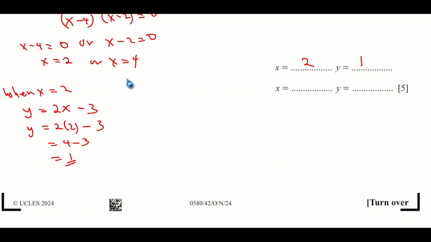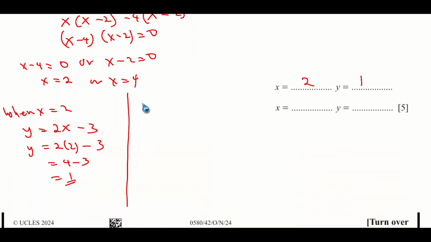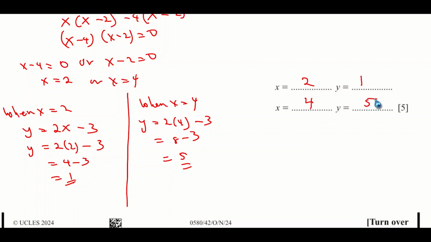Then also we can just do another one. I think I can do it here. So when x equals 4, we have y equals 2 into 4 minus 3. That will be 8 minus 3, so that will be equal to 5. So when x is equal to 4, y is equal to 5. So this is the solution. Okay, so let's go to the next question.